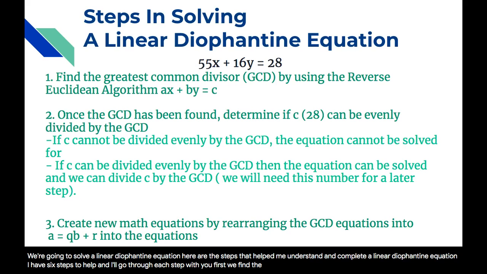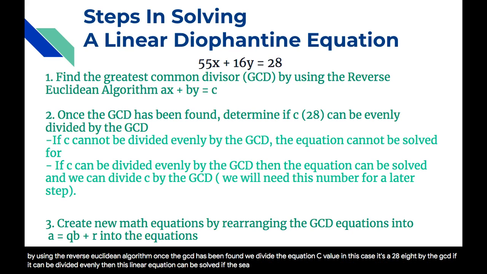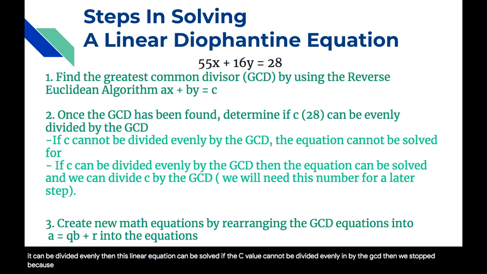First, we find the greatest common divisor, known as the GCD. We find the GCD by using the reverse Euclidean algorithm. Once the GCD has been found, we divide the equation's C value, in this case it's a 28, by the GCD. If it can be divided evenly, then this linear equation can be solved. If the C value cannot be divided evenly by the GCD, then we stop because the equation cannot be solved for. Then we create and rewrite the GCD equations to represent A equals QB plus R.